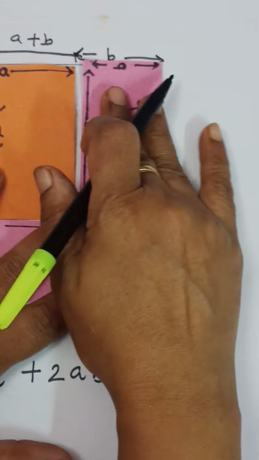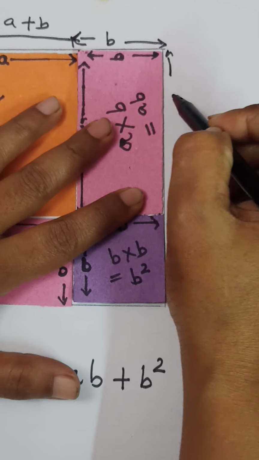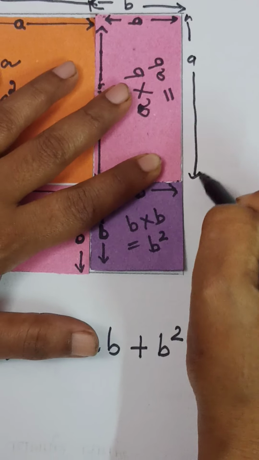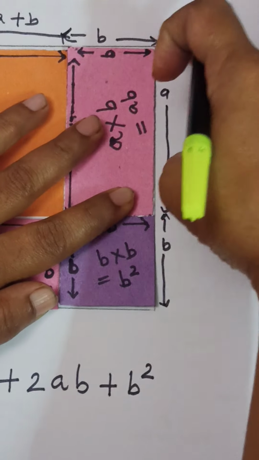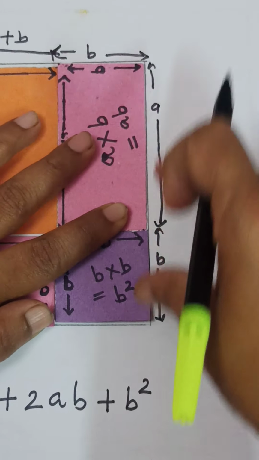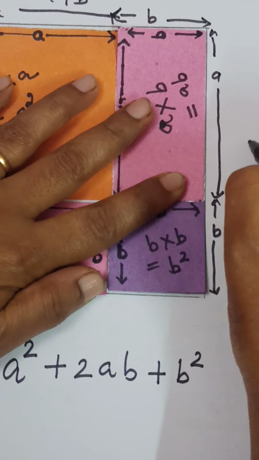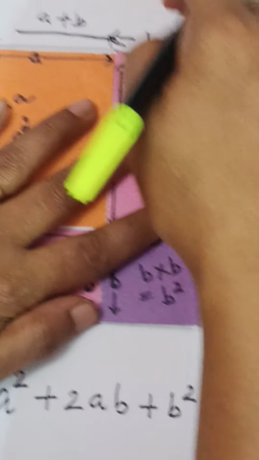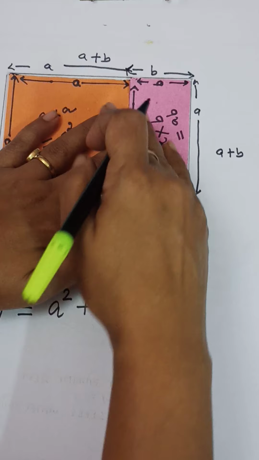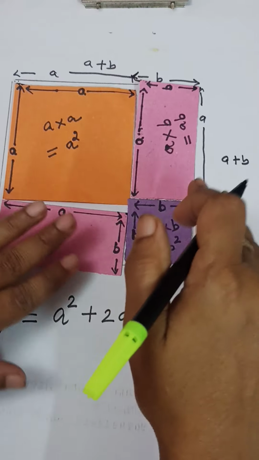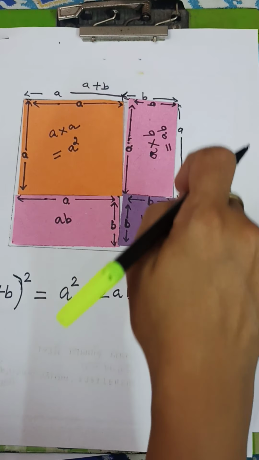Now come to this side. This side also, this is what? A, and this is B. So it will be what? A, this is B. Like if this is 10, this is 2, then it will be 10 plus 2, 12. So here it is A and B, so A plus B. So this length is A plus B. This is also A plus B. So this figure will be a square of side A plus B.